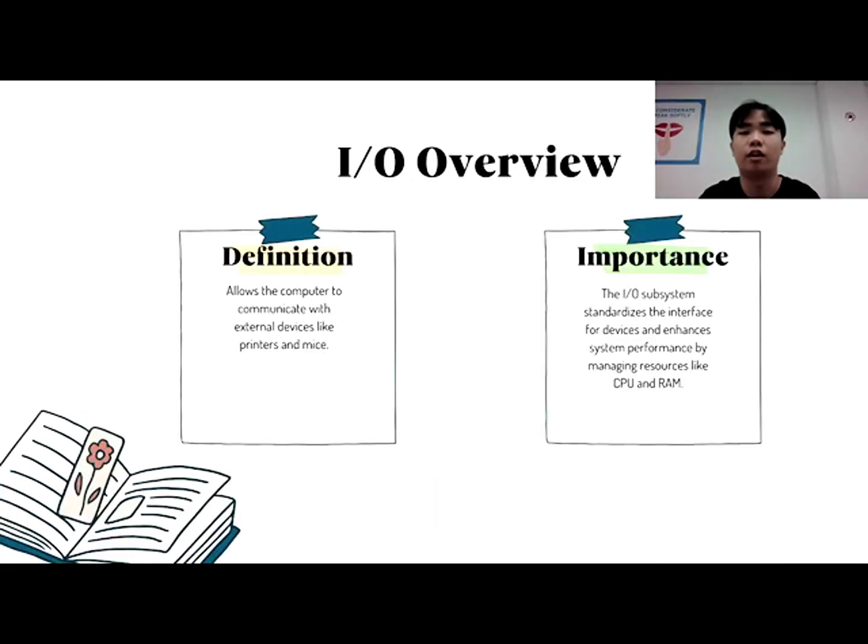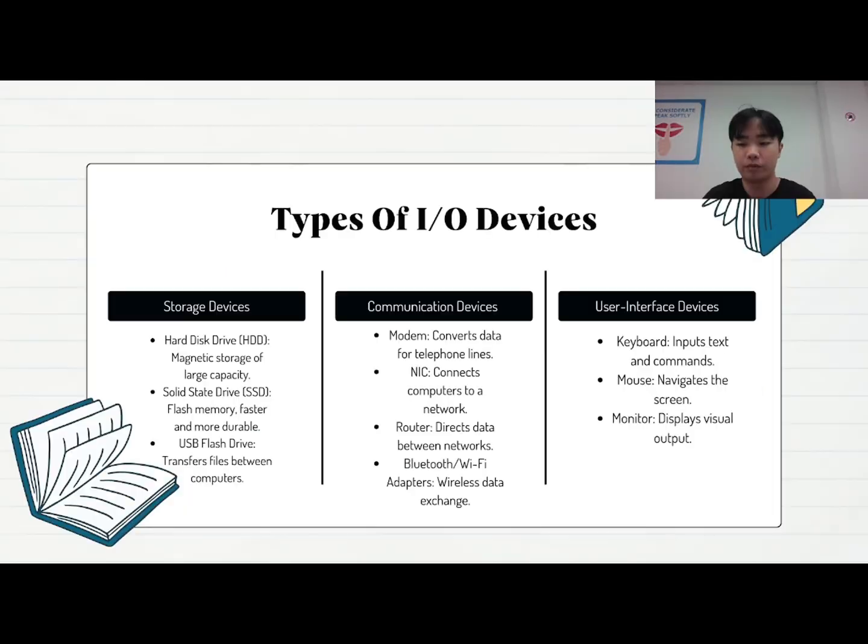Okay, this is an overview of our I/O system. As you can see, the definition of the I/O system is that it allows the computer to communicate with external devices like printers and mice. And why is it so important? The I/O subsystem standardizes the interface for devices and enhances system performance by managing resources like CPU and RAM. There are many types of I/O devices nowadays.